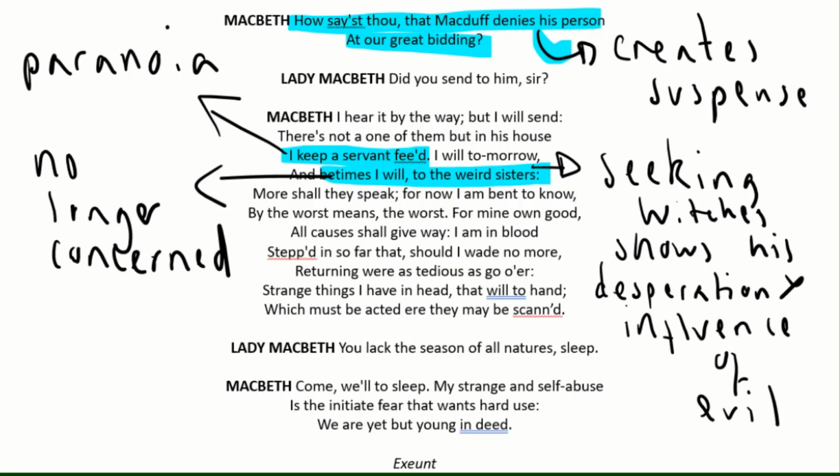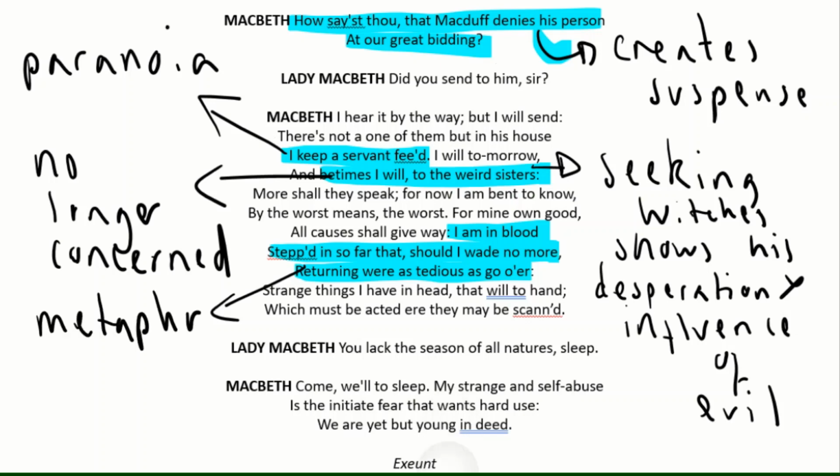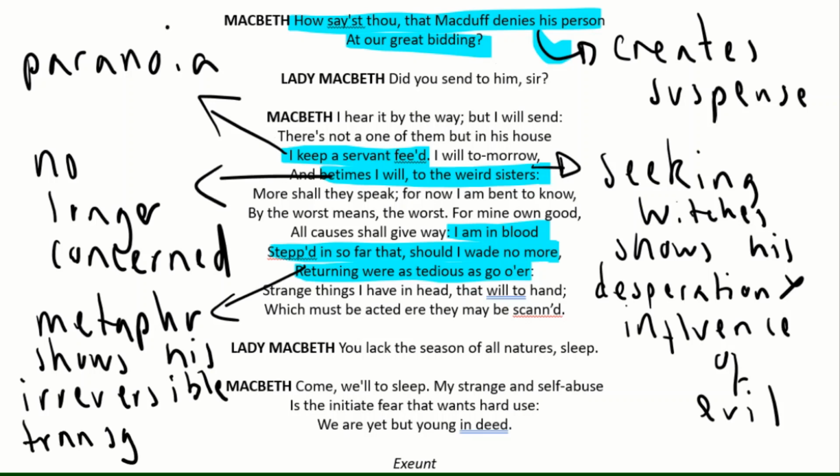Okay, and here he says, I am in blood stepped in so far that should I wade no more, returning were as tedious as going o'er. This is a metaphor for the murders that he's committed, that he's steeped so far in blood that he cannot return. So the metaphor shows his irreversible, unchanging transgression. We looked at that word last week, when someone goes past social and moral boundaries. Pause here if you need a second to get these down.